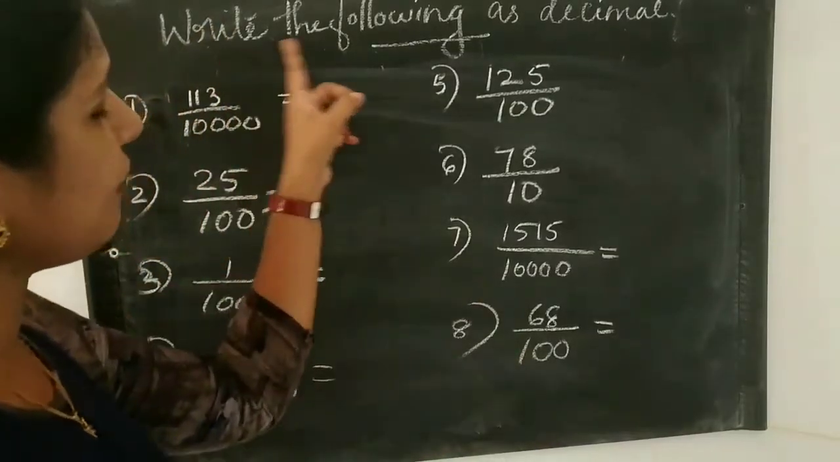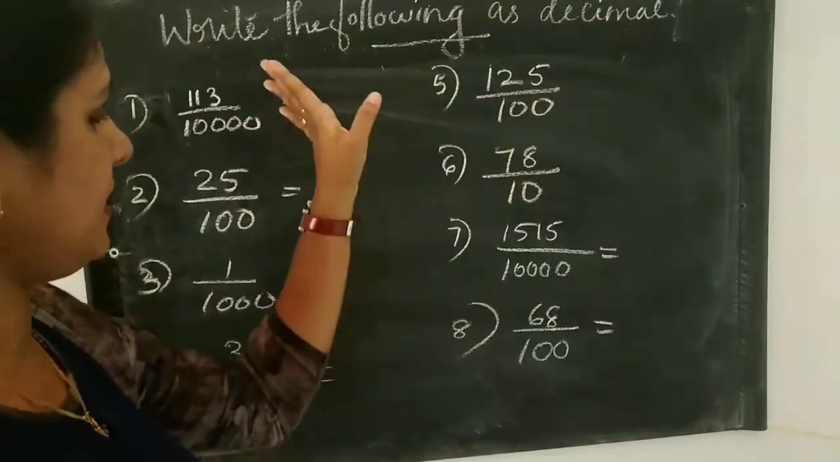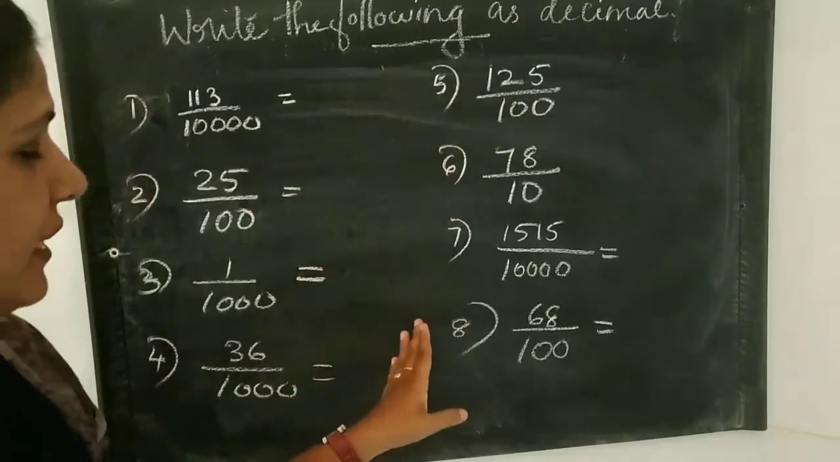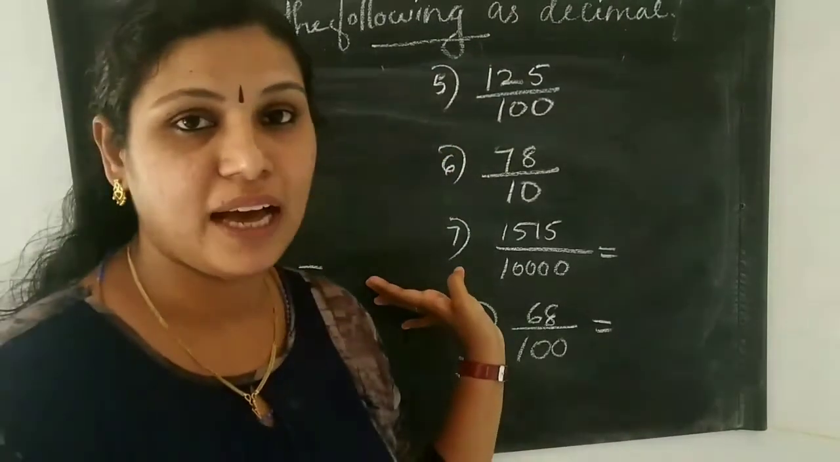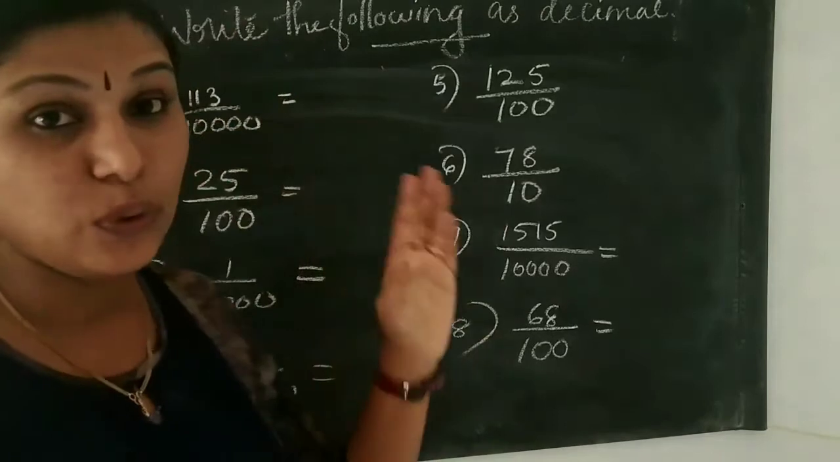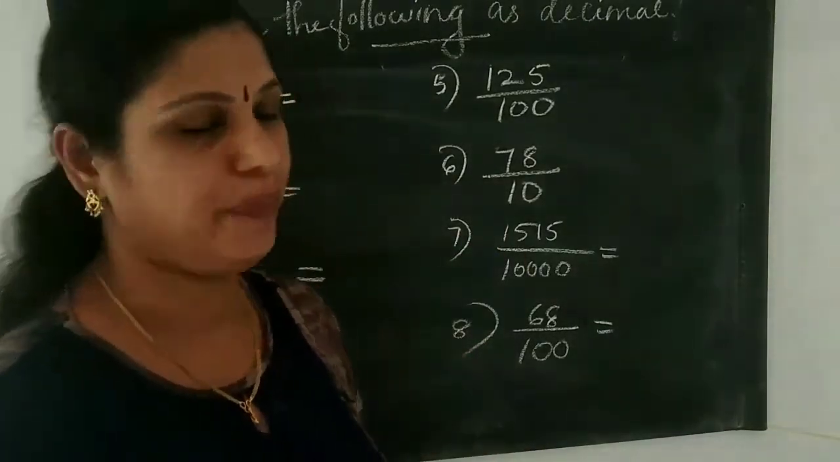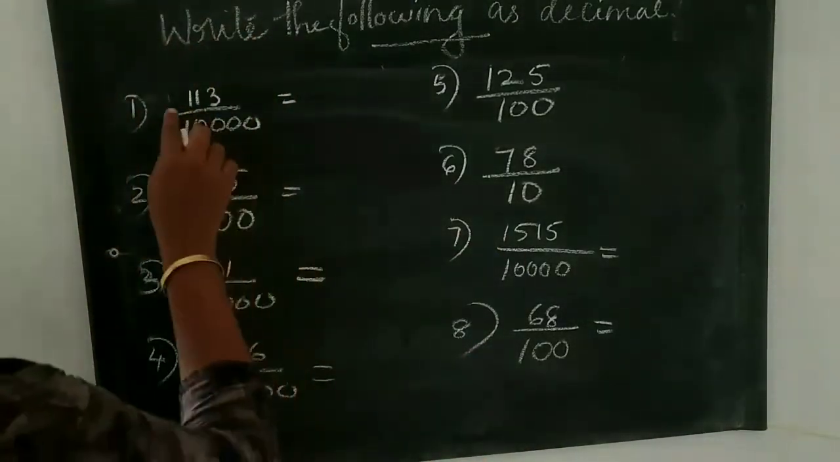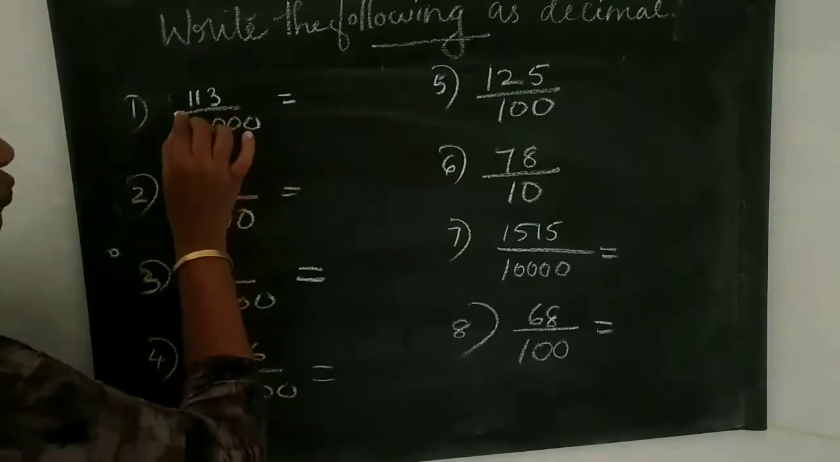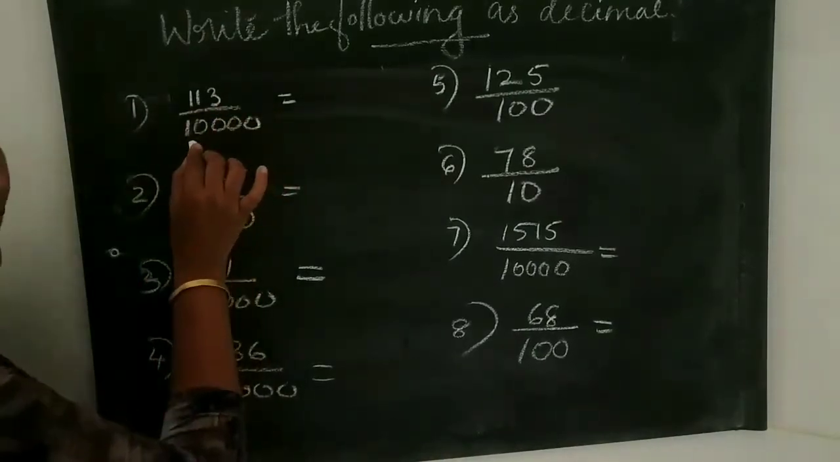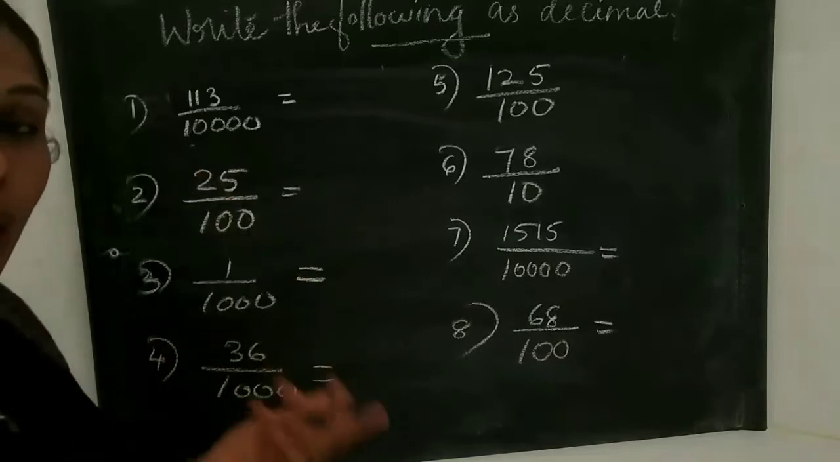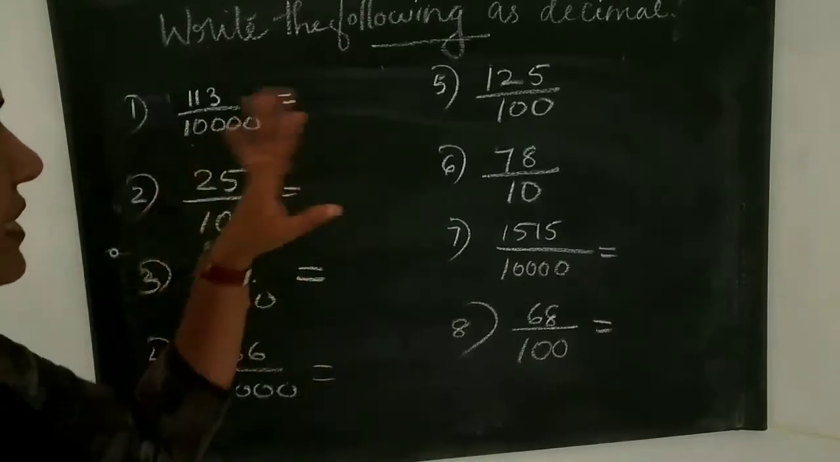Next, write the following as decimal. See here, the given is a fraction. We have to convert this fraction into decimal form. Okay, so the first question is 113 divided by 10,000. So how to convert this into decimal?